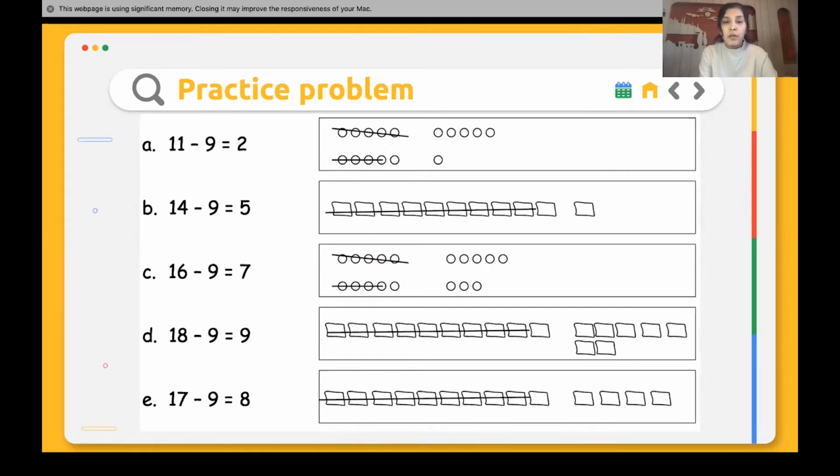So for example, this one has, so there's 5 and 5 more, so that's 10, 15, 16. So there was 16, but then someone took 5, 9. Someone took 9. And so then these are the ones that are left.